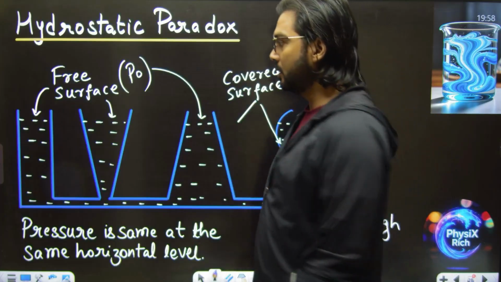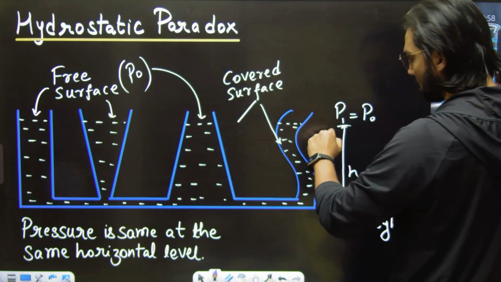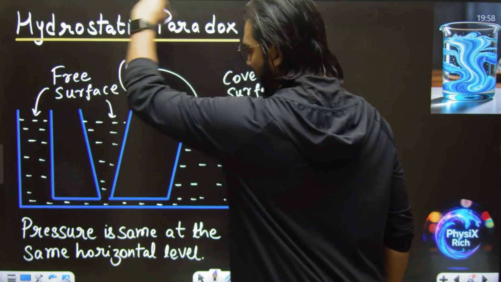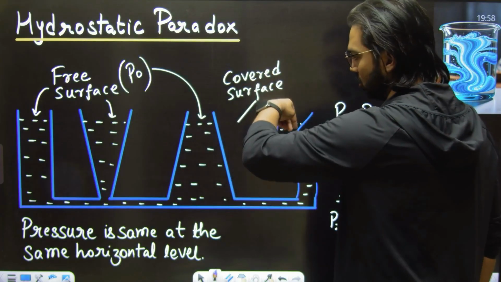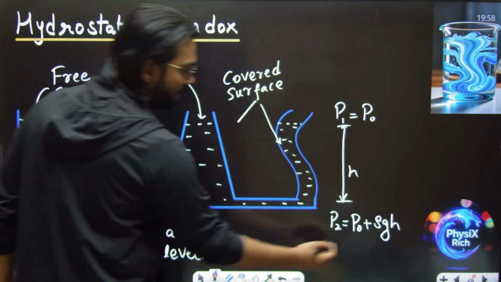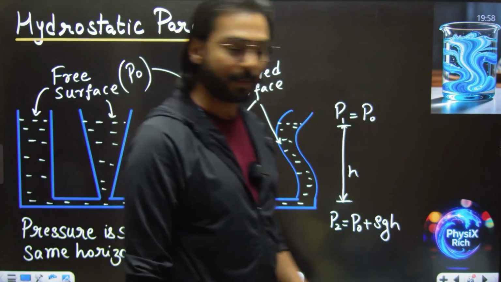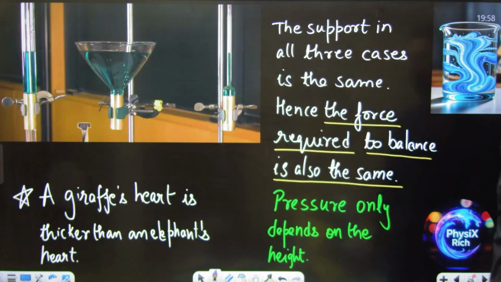You see, they all have their free surface at the same level. They all have atmospheric pressure acting on top of them. And at this depth of H, they all have the same pressure, P naught plus rho GH. Okay? That's the paradox. And that's what we are trying to resolve over here.